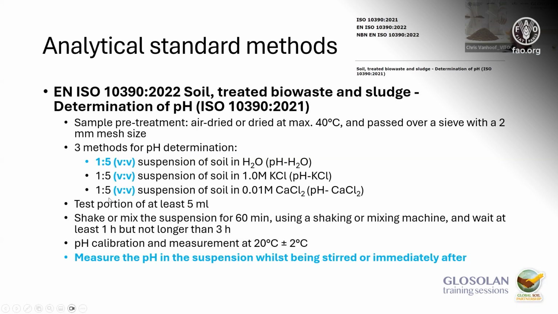In the method, it's described that at least 5 milliliters of sample is taken, and then you shake or mix the suspension for 5 minutes using a shaking or mixing machine so that you get good contact between your extraction solution and the soil. You then wait for 1 hour, and you measure the pH before the 3 hours have passed. The pH calibration and the measurements are done at room temperature, so at laboratory temperature, to have a stable measurement. The pH in the suspension is measured while it is being stirred or immediately after. That is the method that is described in the EN ISO.